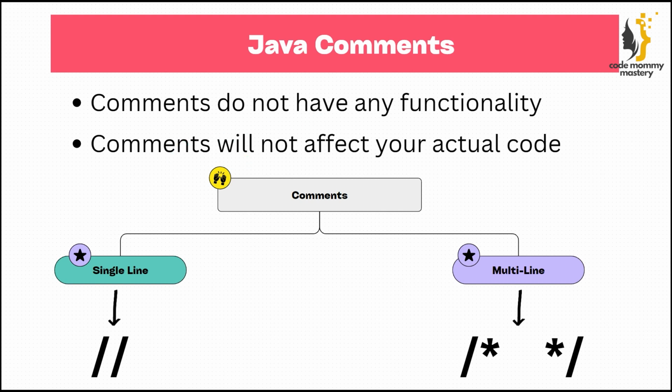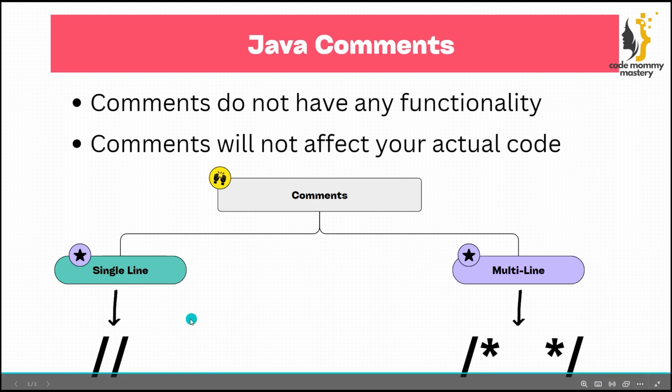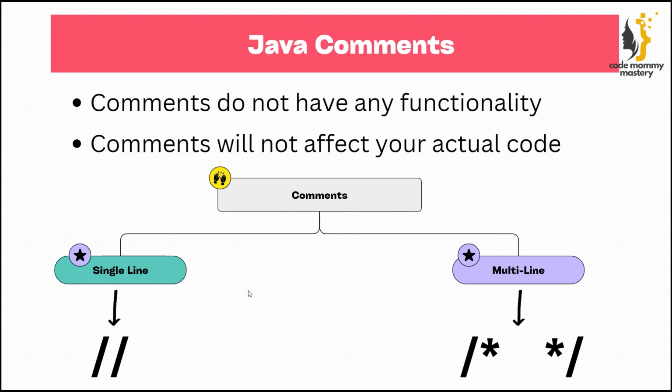There are two types of comments. The first one is a single line, and the second one is a multi-line comment. Let's go through each type. Single-line comments. These are comments that only extend to the end of the line. They are preceded by double forward slash. Single-line comments are useful for short explanations or clarifications about specific lines of code.